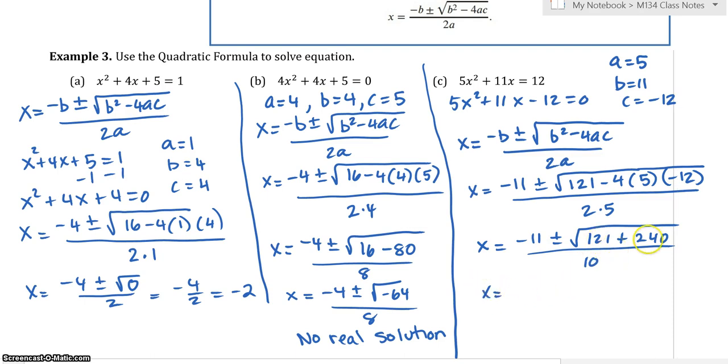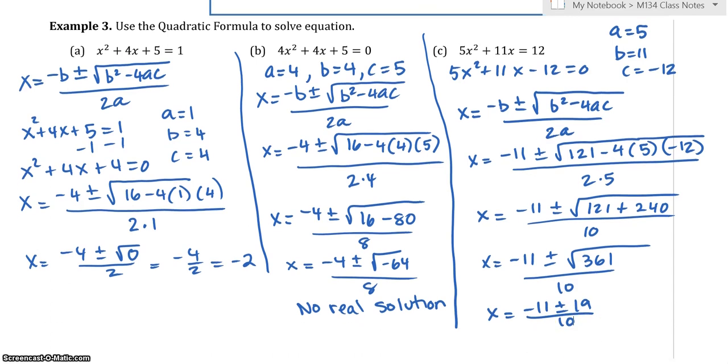So finally, we can add those two up, 240 plus 121, and we get 361. If I take the square root of 361, ooh, that is perfect. That is a 19. You can try it on your calculator. Square root of 361. So in this case, we're going to have 2 answers. Right? We have that plus or minus there.